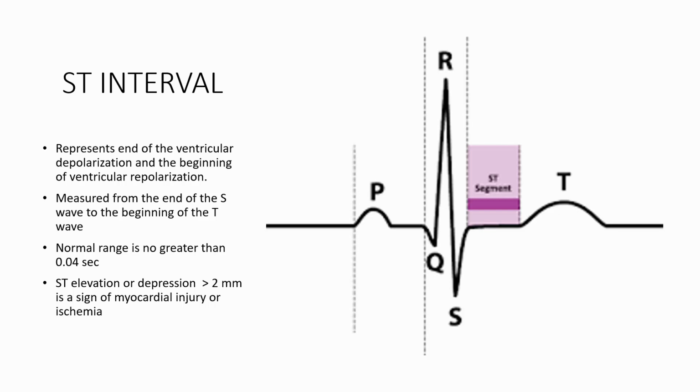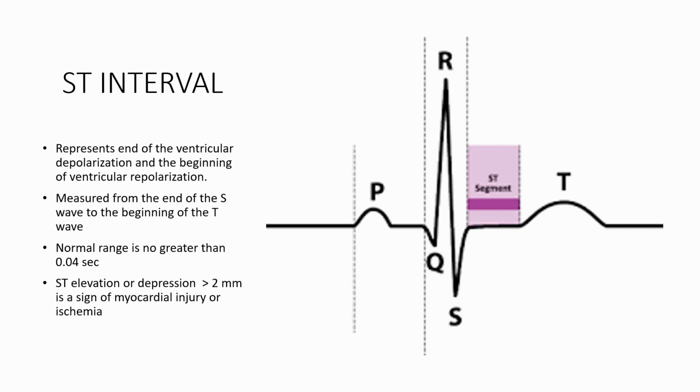So I talked about the PR interval. Let's talk about the ST interval. So the ST interval represents the end of the ventricular depolarization to the beginning of ventricular repolarization. So we measure an ST interval from the end of the S wave to the beginning of the T wave. Okay, your normal range should be no more than 0.04 seconds. Okay, so remember what 0.04 seconds is? Okay, it should be no more than 1 box.